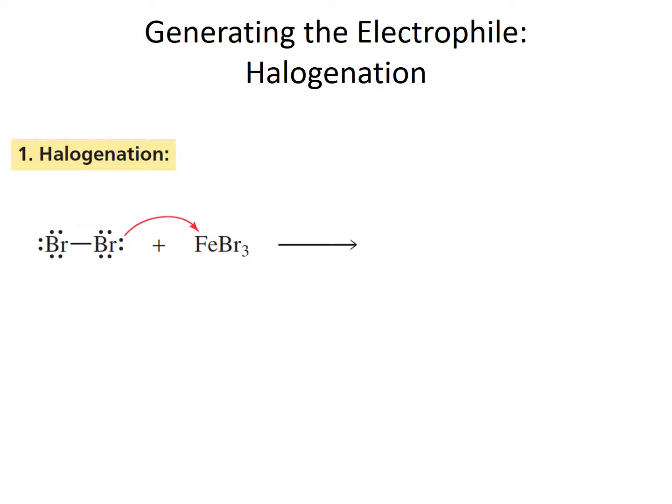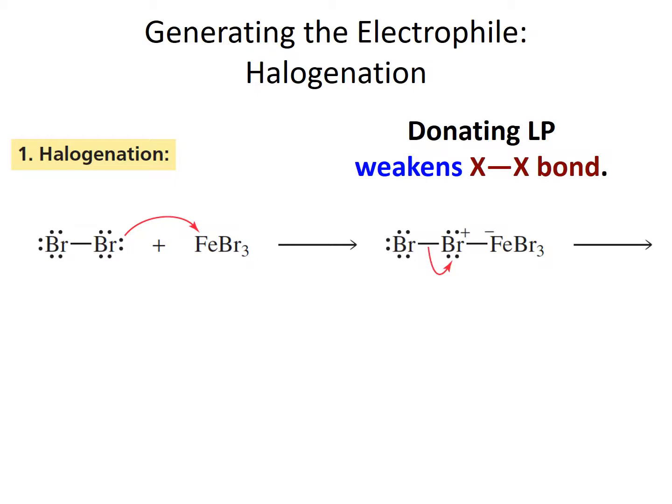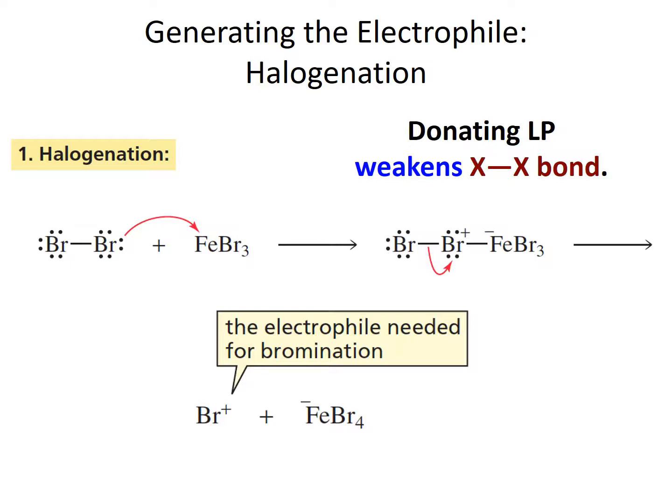The first part is going to be having the lone pair of the bromine add into the empty p orbital of our iron 3 bromide. This is going to create a positively charged bromine at this position. This lone pair donation is actually going to weaken your Br or Cl bond, allowing that bromine to push its electrons onto the bromine that's going to stay attached to the iron, giving you a positively charged bromine, a very strong electrophile that will attract benzene.